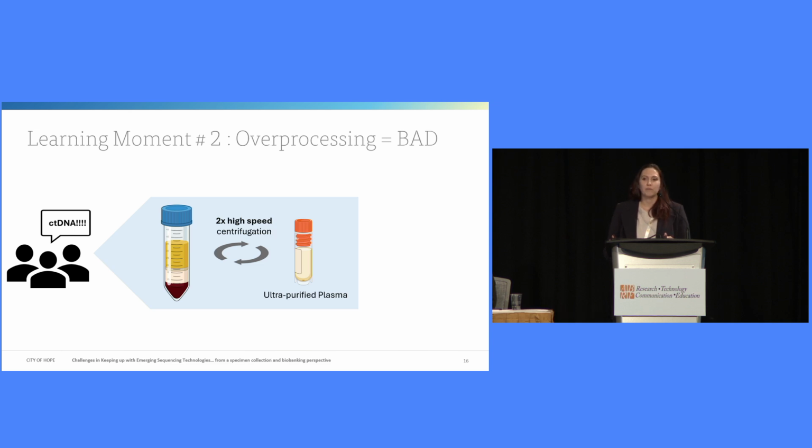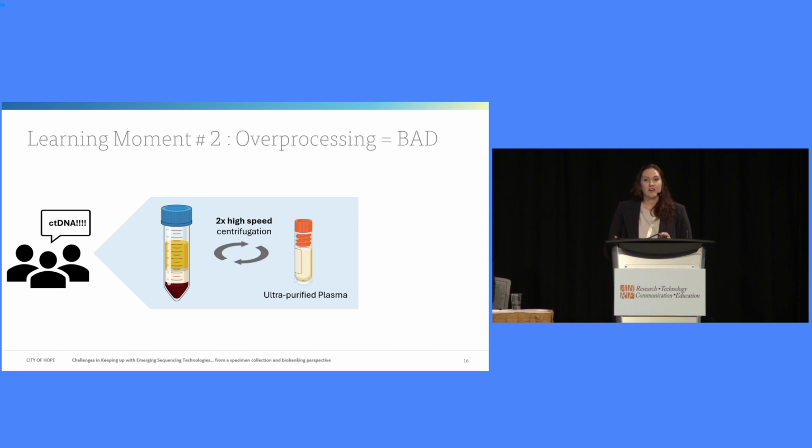And overwhelmingly, we heard that ctDNA was hot. And unfortunately, that's about all we heard from them. But that was fine. So we asked what protocols they use to process their specimens, and we began implementing those protocols in our processes. In particular, and this is important in a moment, processing for ctDNA involves a double high-speed centrifugation step.